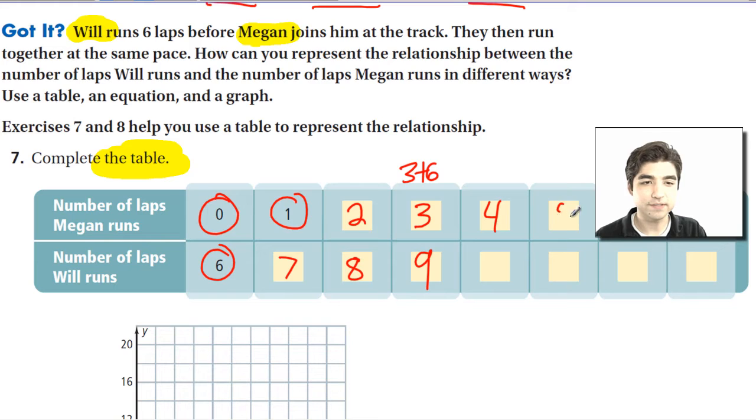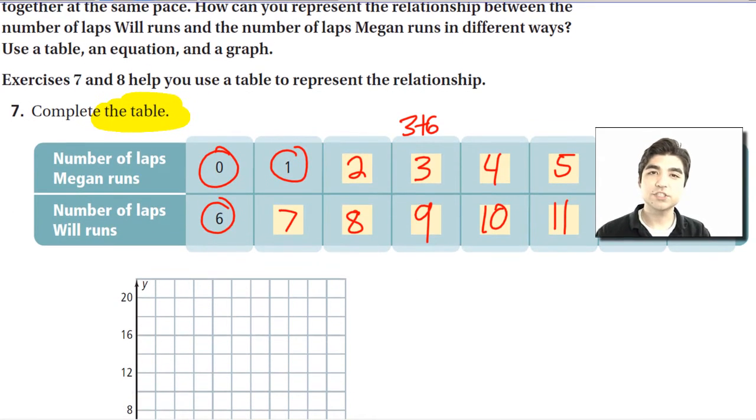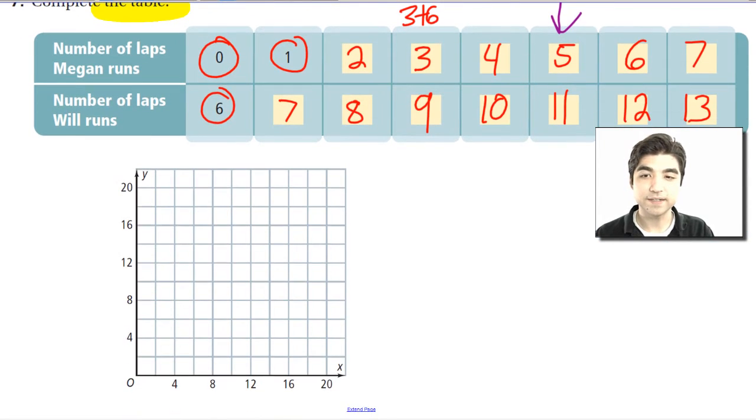You can see the pattern, so I'll just finish up the pattern here: 10, 11, 12, 13. Okay, so that's how we show the data using a table. Tables are useful for a lot of situations because we can quickly analyze certain data points. Say we know that Megan ran 5 laps, and we quickly want to know how many laps Will ran. We just look at the table and say, okay, she ran 5 laps, so Will ran 11 laps. So that's a good way of showing data.